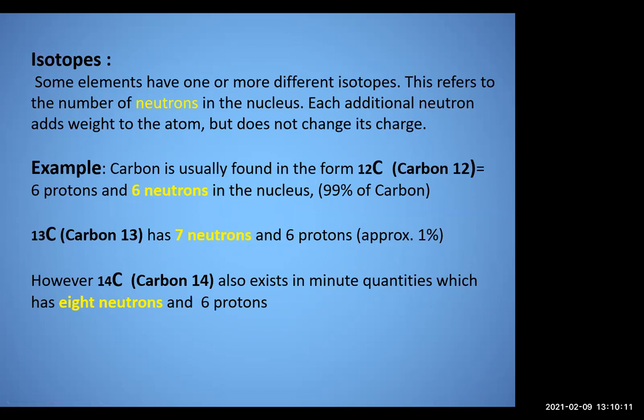99% of the carbon on this planet is in the form of carbon-12, which is written with the 12 before the C, and that means carbon-12, which has 6 protons and 6 neutrons. There is an isotope of carbon called carbon-13, which has a 13 written before the carbon, and it has 7 neutrons and 6 protons. It's about 1% of carbon. And then a little bit less than 1% of carbon is in the form of carbon-14, written with the 14 in front of the carbon, and that has 8 neutrons and 6 protons. The interesting thing about the carbon-14 isotope is that it is unstable.